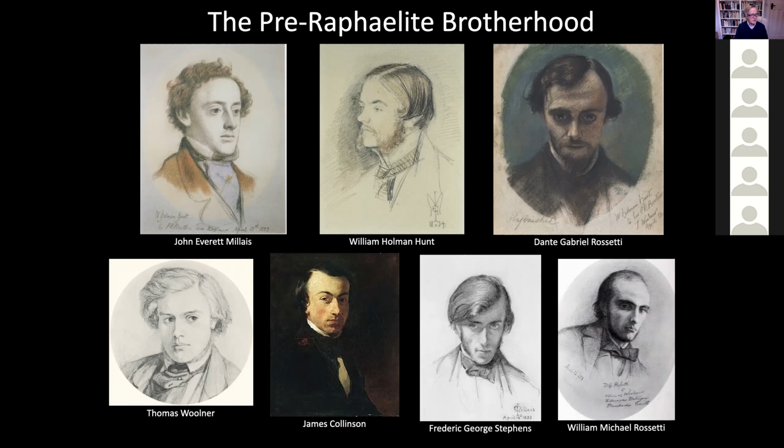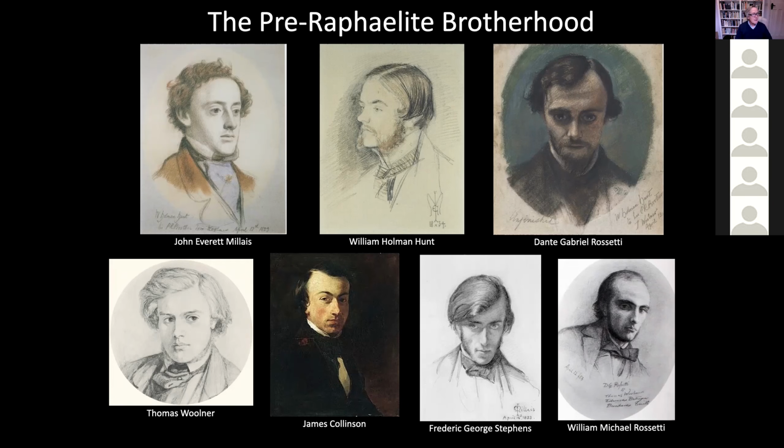The final two, Frederick George Stephens and William Michael Rossetti, who is a brother of Rossetti, were poets, and more significantly for our story, they were art critics. And so the Pre-Raphaelites got good publicity over the next few years because two leading critics were members of the Pre-Raphaelite Brotherhood.